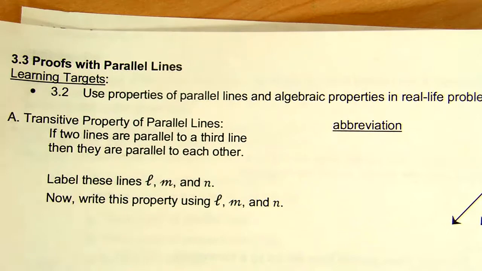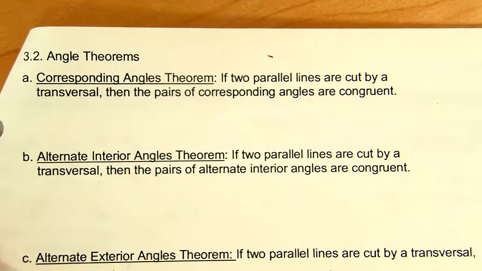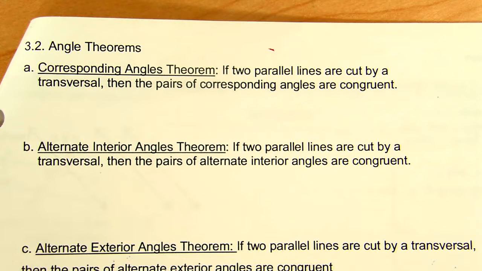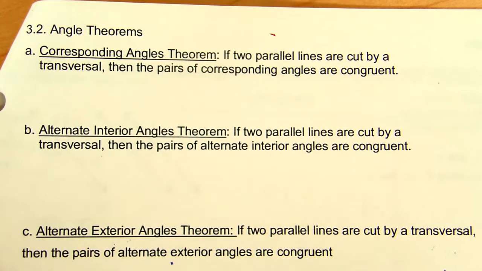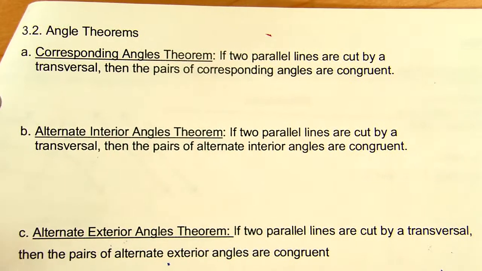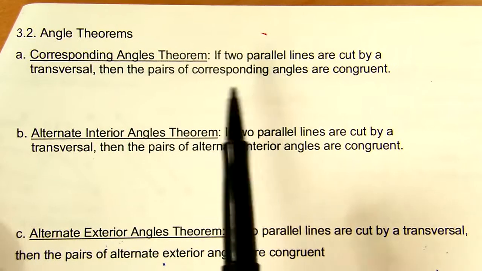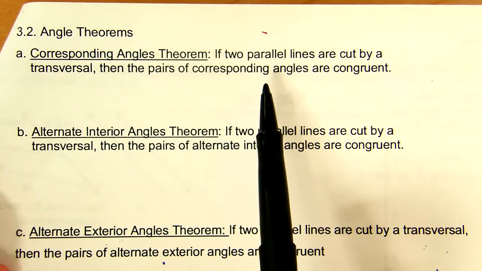So if you remember from what we did earlier this week, we talked about a few different theorems, and those theorems were listed at the top here: the corresponding angles theorem, the alternate interior angles theorem, and the alternate exterior angles theorem. And what I want you to notice about each of these is how it is worded, because in each of these cases, what you start with are parallel lines, right?